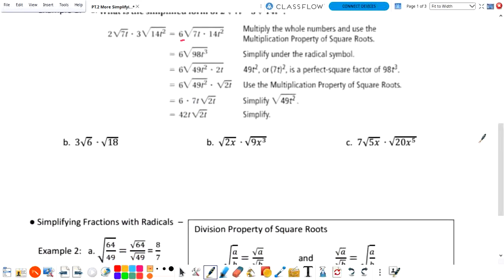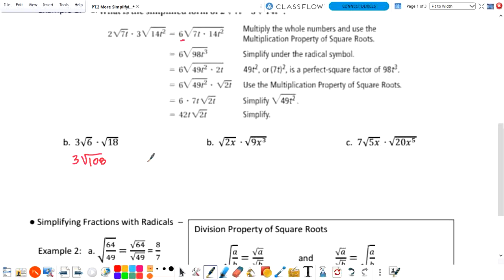All right, so let's look at these. We have 3 square root of 6 times the square root of 18. First we start with the outside. There's nothing outside of the square root of 18, so we know we're going to bring that 3 down. And then we can multiply 6 times 18 to give us 108.